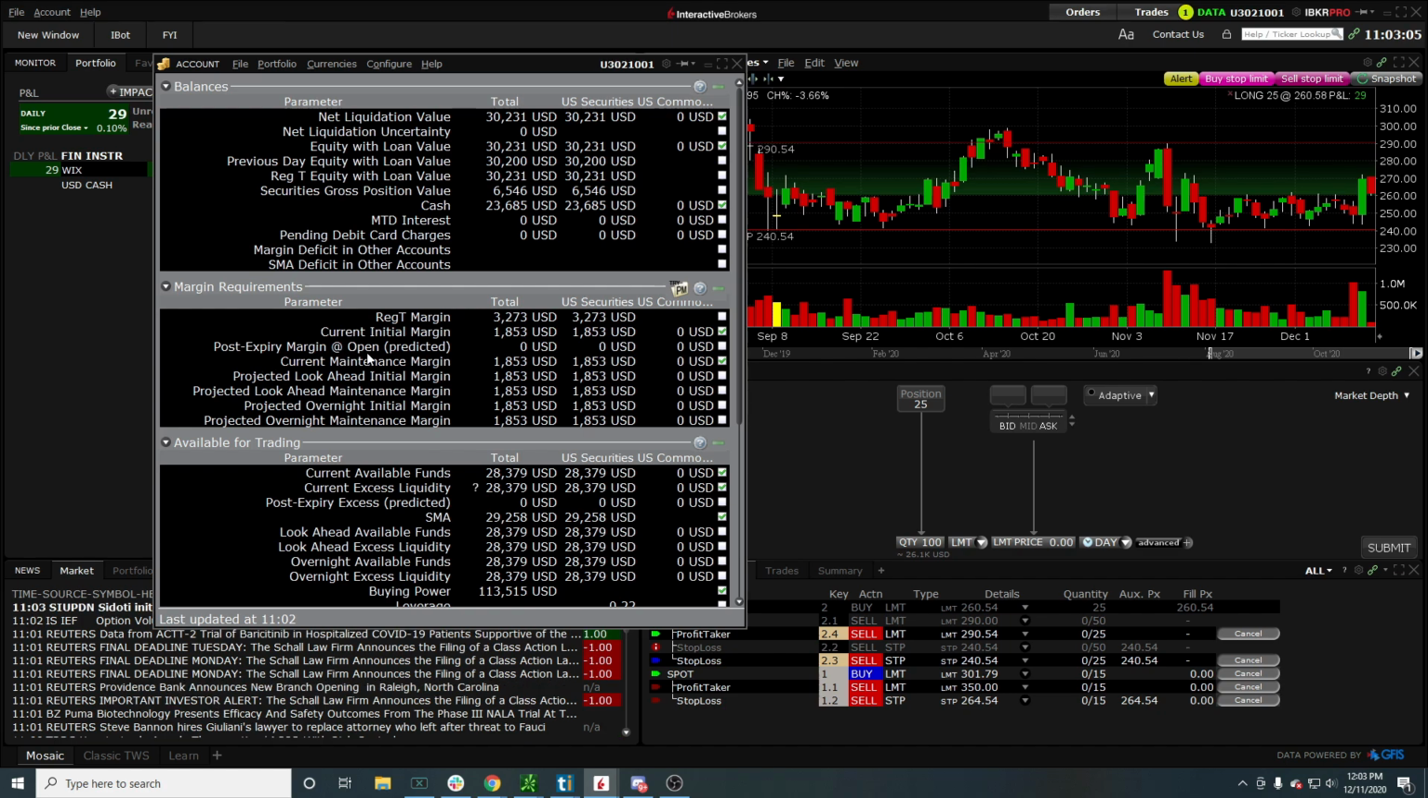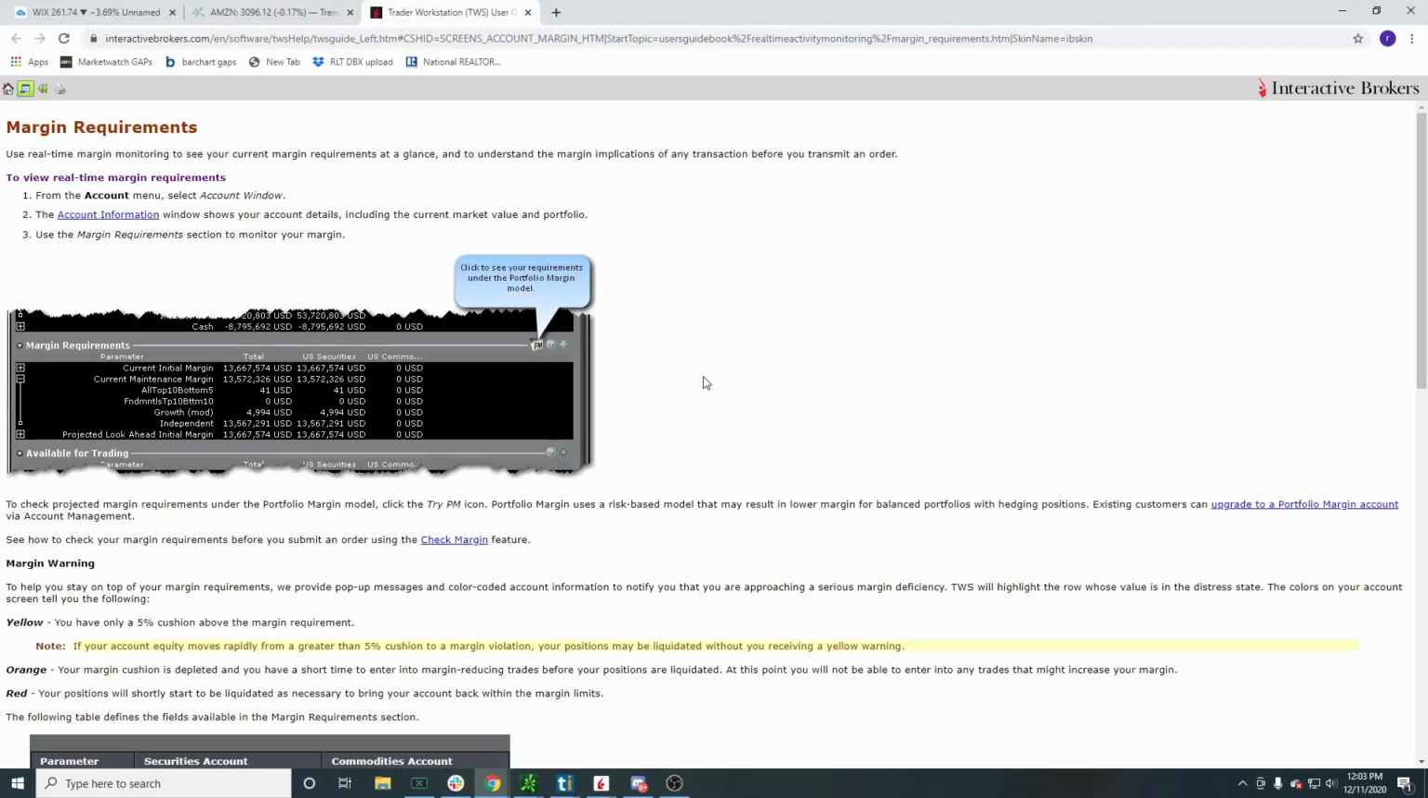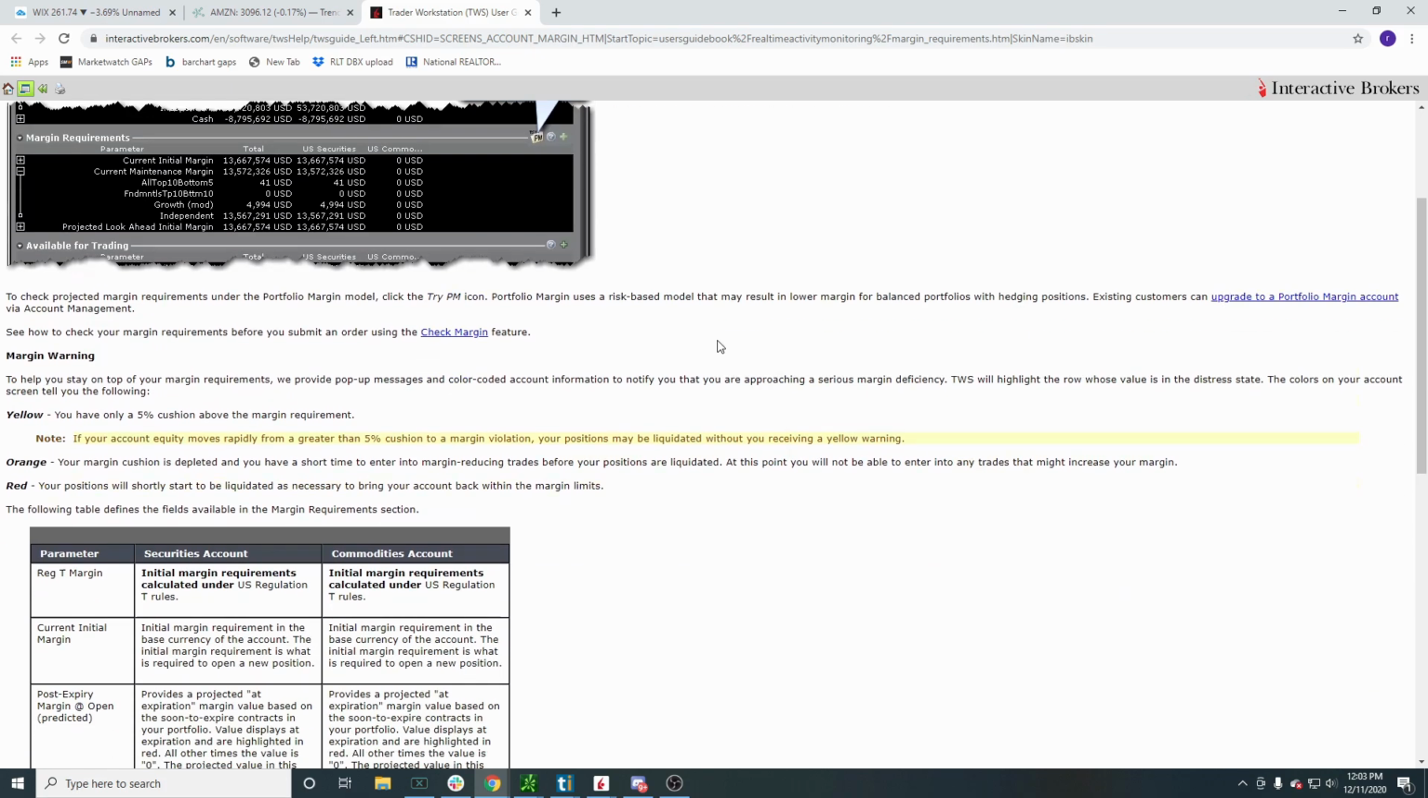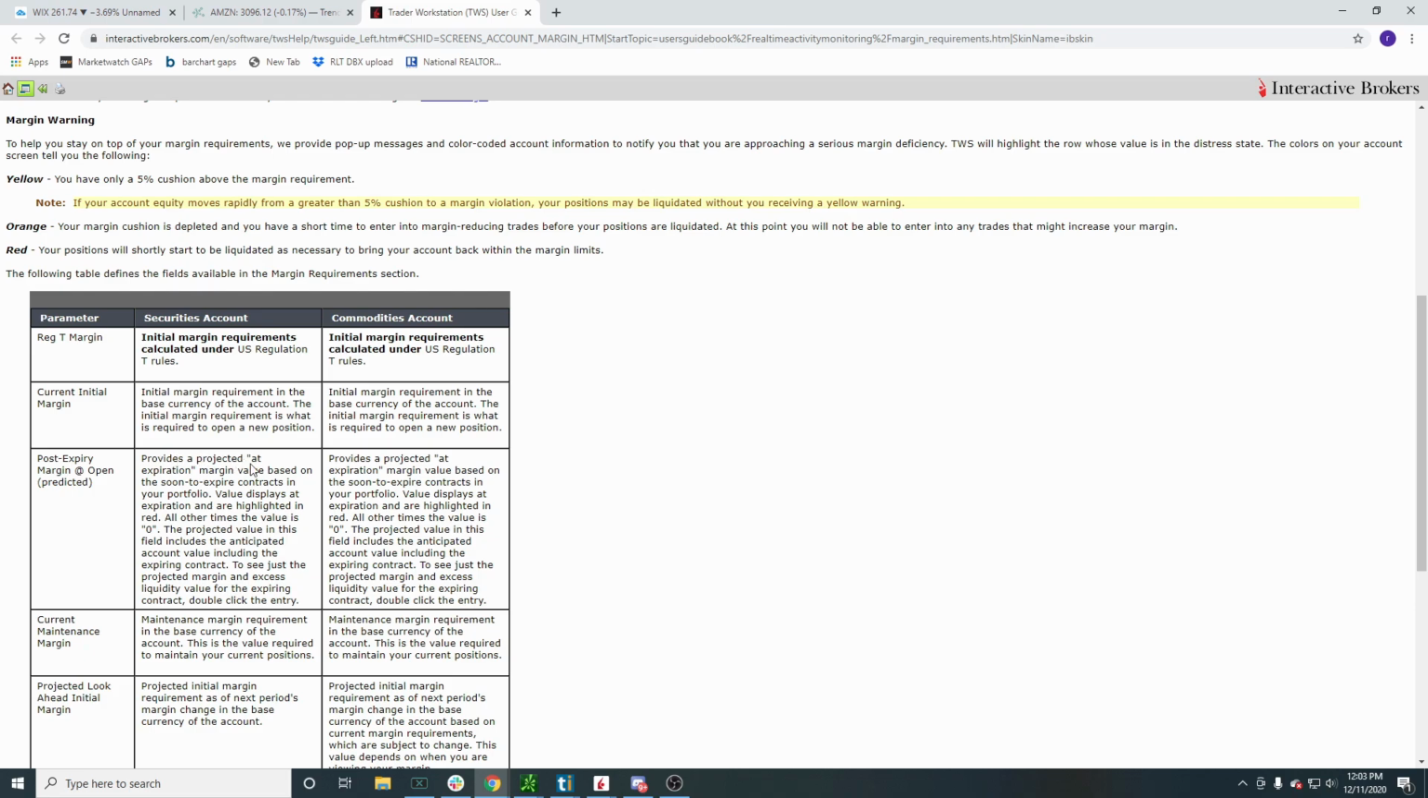Post expiry margin at open predicted. Let's just click this little question mark here. If you ever have any questions about this, it's pretty cool that IB has these buttons you can click. This provides a projected at-expiration margin value based on soon-to-expire options contracts in your portfolio. I don't have any options contracts soon to expire. I don't know how many days in particular IB considers soon to expire. I'm guessing it's within the particular week. I know that with TOS, I usually get emails and messages within that week, like, hey, you have options expiring this coming Friday, if you want to do anything.